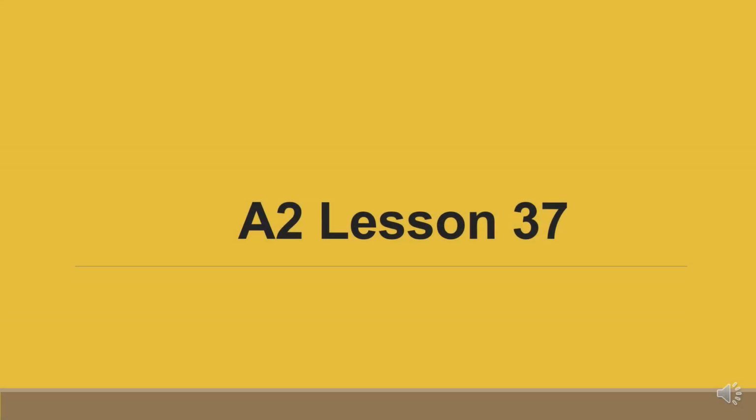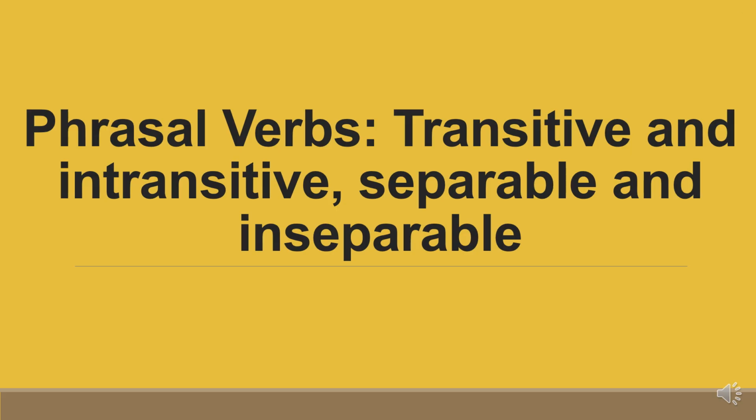Welcome to A2 lesson 37, where we're going to be looking at phrasal verbs. In phrasal verbs, we shall see what is transitive and what is intransitive, separable and inseparable phrasal verb. These separable and inseparable are a subclass of transitive phrasal verb. Simply, the two main classes that we have are transitive and intransitive phrasal verb. And in transitive phrasal verb, that's where we have separable transitive and inseparable transitive.